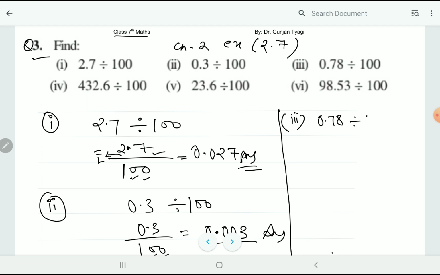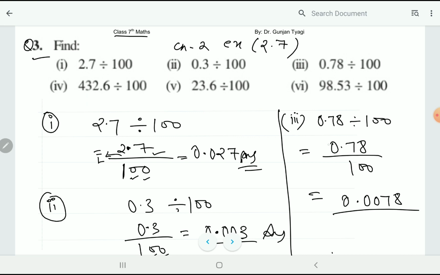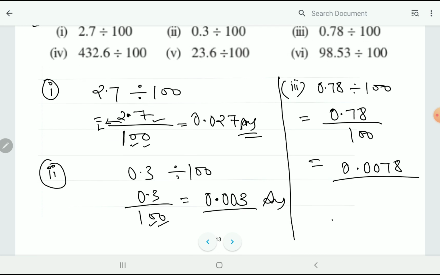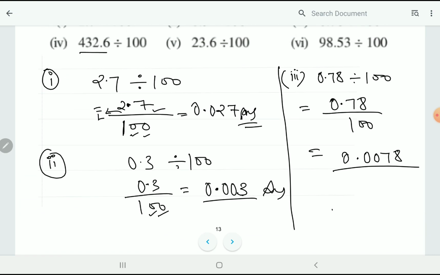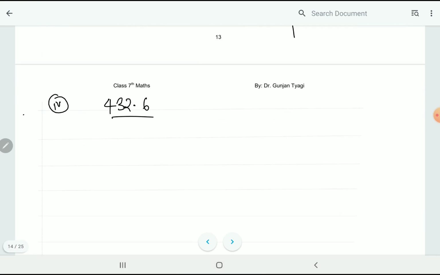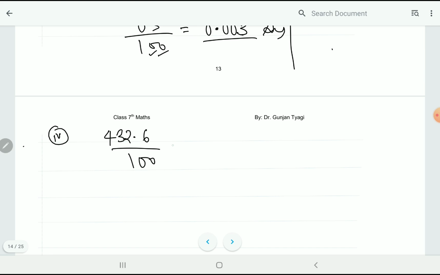0.78 divided by 100. Again the question is the same, just shift the decimal by 2 places. So 1 and 2. If there is no number on the left side, you will write the 0. Third part is done. Let's do the fourth part. Fourth part is 432.6 divided by 100. Again same, the decimal will shift 2 places, so 4.326. This is the answer.